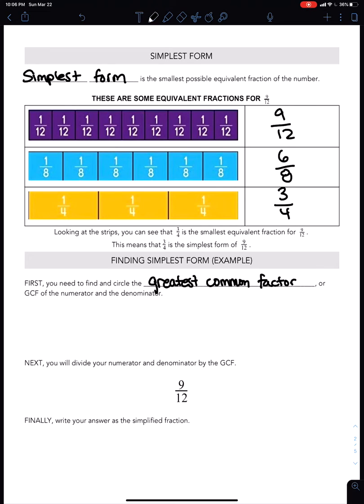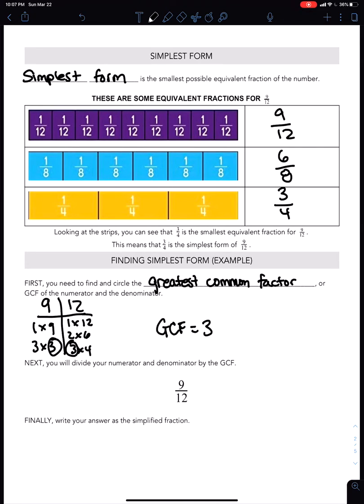If we start here, we have 9. I'm going to do my t-chart like we did yesterday. 9/12. So we do 1 times 9. The factors of 9 are 1, 3, and 9. And then for the factors of 12, 1 times 12, 2 times 6, and 3 times 4. I'm not going to make my list of common factors. I can just look at my columns here and I can see that 3 is going to be my greatest common factor. So GCF equals 3.